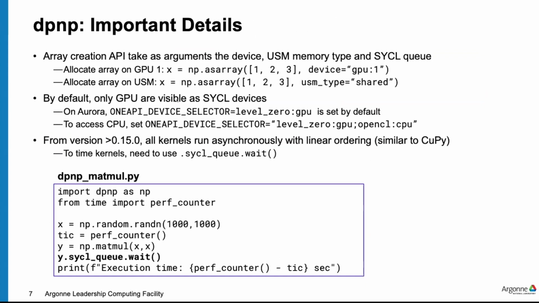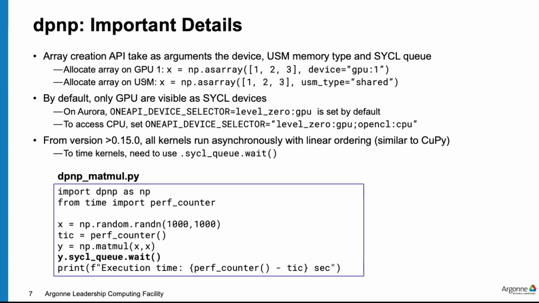A couple more important details. The array creation APIs in DPNP take multiple arguments, but three that are important are the device, the USM memory type, and the SYCL queue. So for example, this allows you to actually allocate an array on any device that you want. So for example, if you wanted to target specifically GPU 1, in this case, this is actually the second tile of GPU 0, or the 0th PVC on the Aurora nodes, you would just specify that with this string right here. You would allocate the array and then set the device equal to gpu:1.